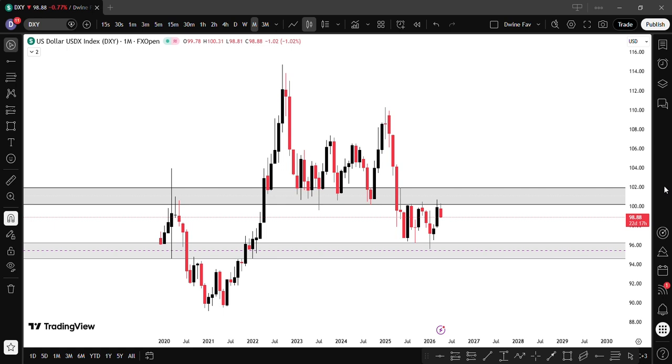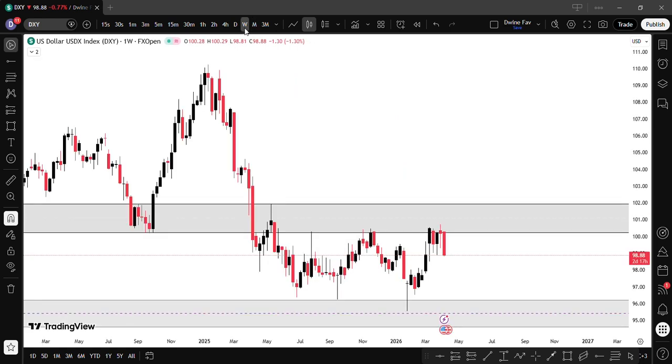So we start with the DXY. Now we see at the DXY, this is the monthly, it's going down, it's changed direction. If we do go back on a weekly, whoa, that's a very big push down.